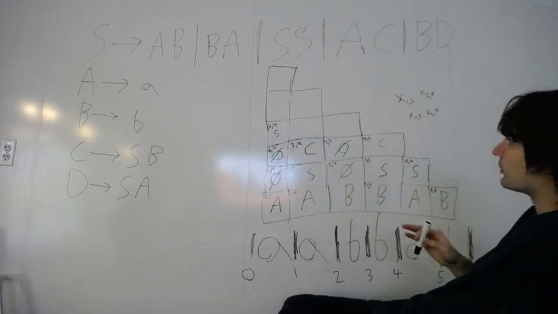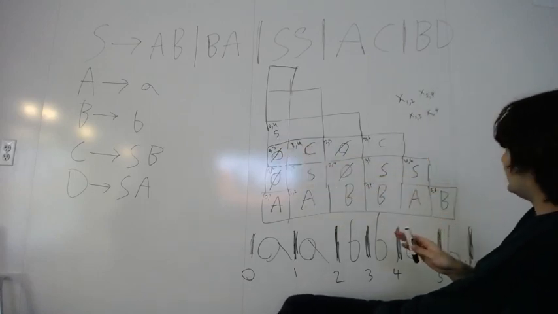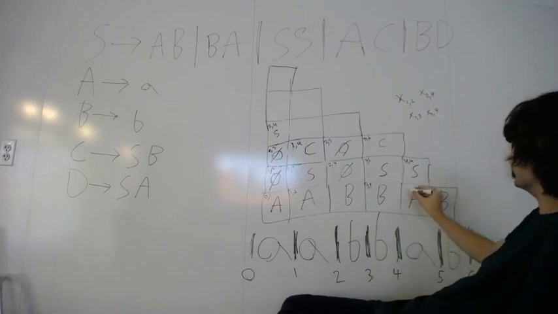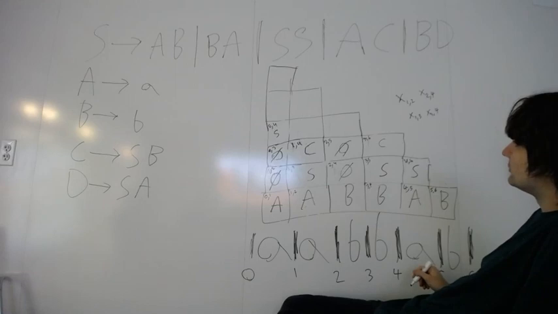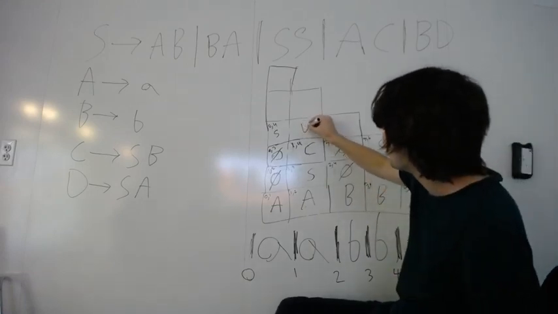Now we need to look at 4 to 5, right? Which is somewhere. 4 to 5 is here. SA. Is that right? No.